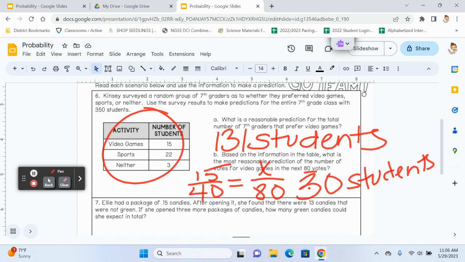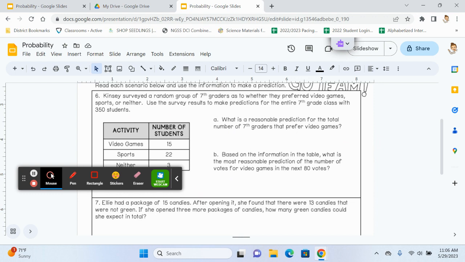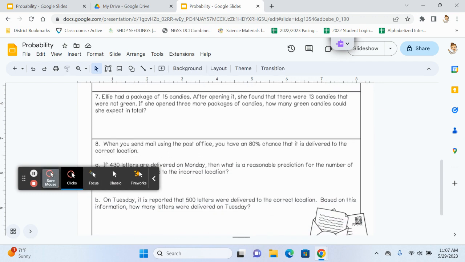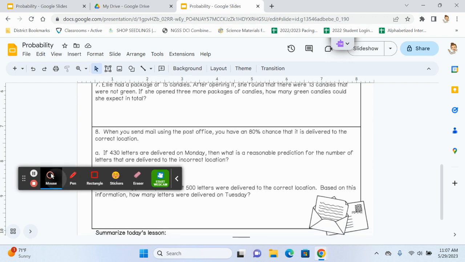All right, we're going to do one more together. So I'm going to clear this out. Let's bring this back up. And we're going to look at number 7. And back to my pen. Okay. So Ellie had a package of 15 candies. After opening it, she found that there were 13 candies that were not green. So the package had 15 and 13 of them were not green, which means 2 were green. If she opened 3 more packages of candies, how many green candies could she expect in total?